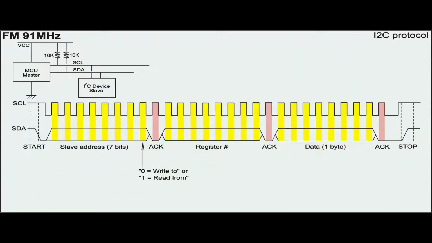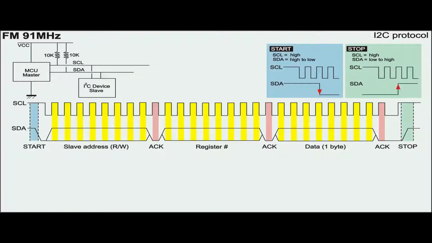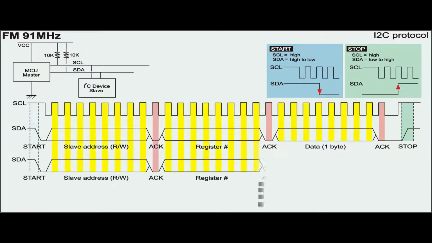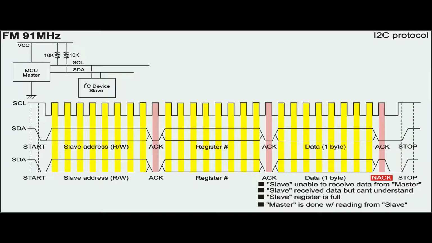If the Uno wants to write 8-bit data to a particular register in the KT, it will send 3 bytes composed of 1. Address of the KT, 2. Register number in the KT, and 3. The data to be written. This slide shows the start and stop condition, and this is the ACK or the NACK condition, which is transmitted from the KT to the Uno to confirm good reception of each byte.